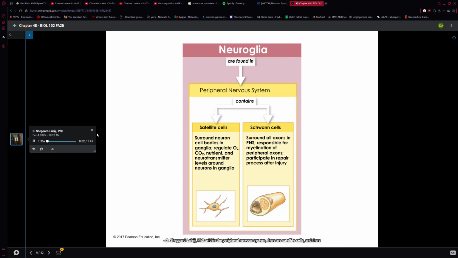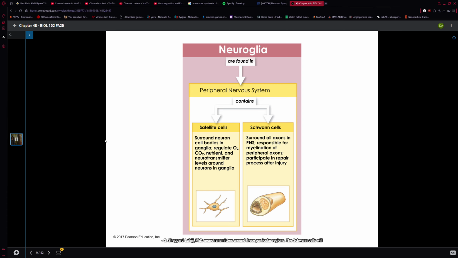Within the peripheral nervous system, there are satellite cells and there are Schwann cells. Now, satellite cells will surround the somas within the peripheral nervous system, and this helps to regulate the chemical environment of the neuron, so regulation of gases, nutrients, and neurotransmitters around these particular regions.